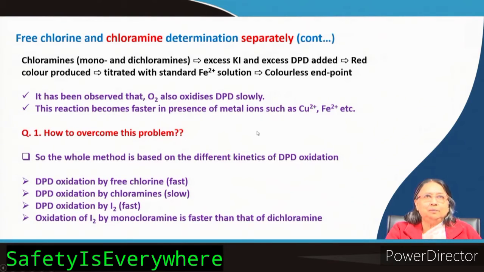How to overcome this problem? I have not written the answer, but I told the answer. So, the whole method is based on different kinetics of DPD oxidation. DPD oxidation by free chlorine is fast, DPD oxidation by chloramine is slow, DPD oxidation by iodine is fast. Oxidation of iodine by monochloramine is faster than that of dichloramine. So, you have used all these things in this measurement, okay.